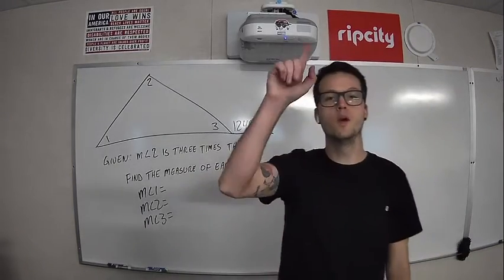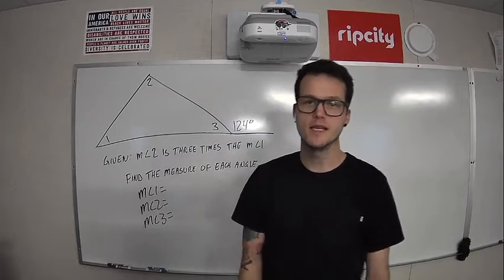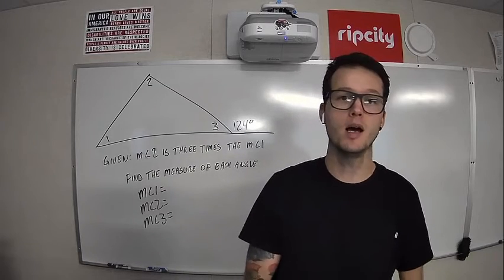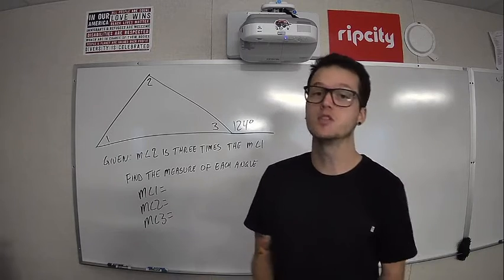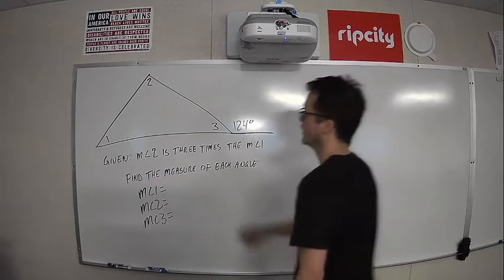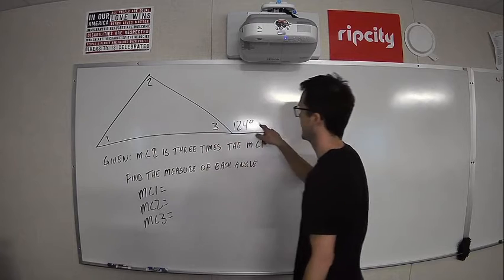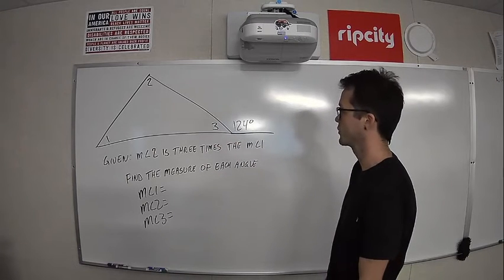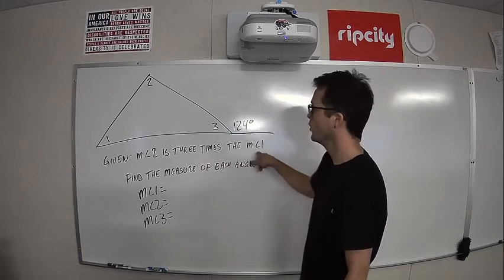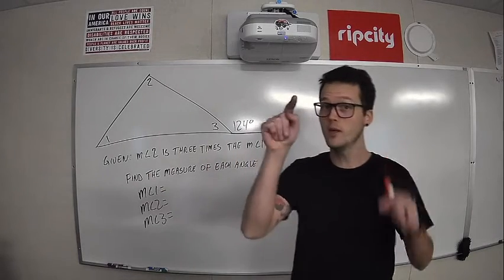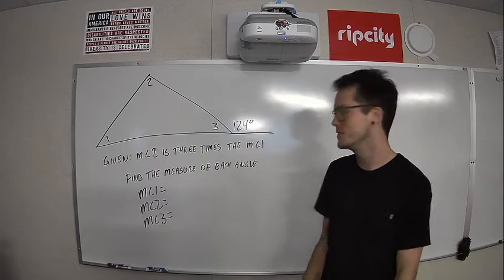Okay, I want to run through one and only one example with you, but it's a doozy. I'm going to go through it kind of quick, so if you need to pause, rewind, or watch it again, take what you need here. So here's our triangle. We have angles 1, 2, and 3 and an external angle of 124 degrees. We know that the measure of angle 2 is 3 times the measure of angle 1 because that's given information. That's annoying given information, but it's true and we're going to use it.